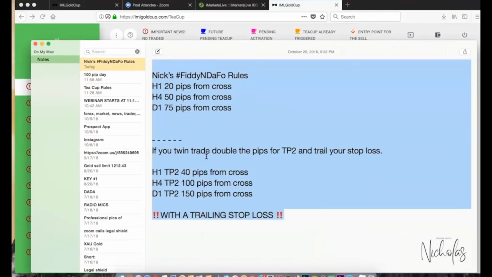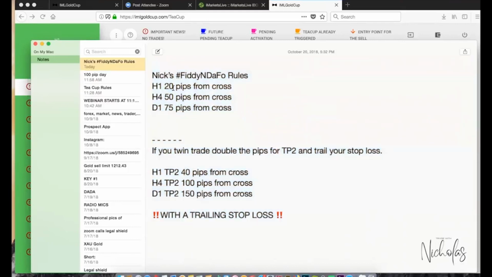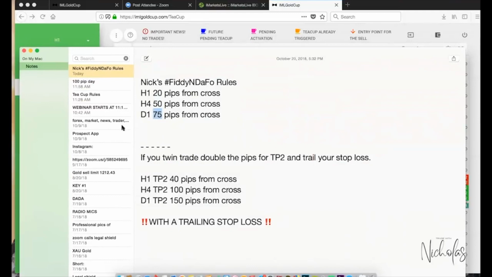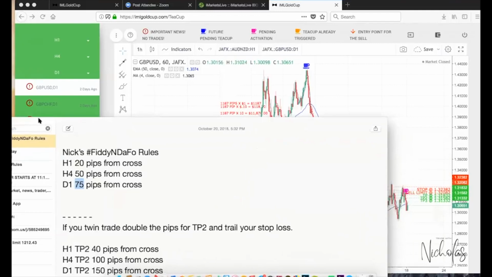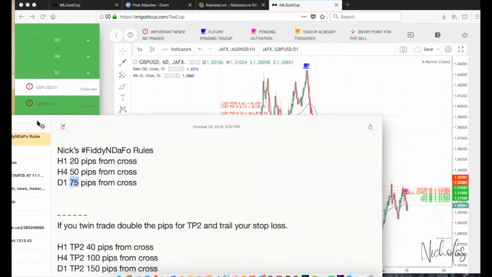So here are my 50 and 4 rules. Remember, when you're entering these trades, please make sure that on these specific time frames you have not traveled this far. Okay? So if you decide to get in a trade on the 1 hour, make sure that when you enter the trade, price has not exceeded 20 pips on the 1 hour.